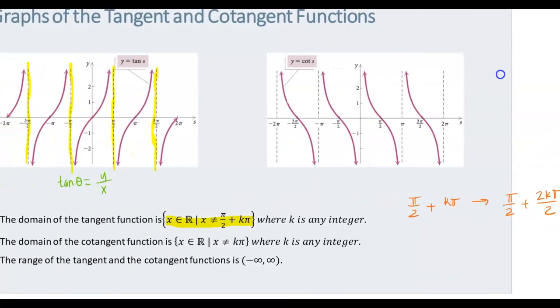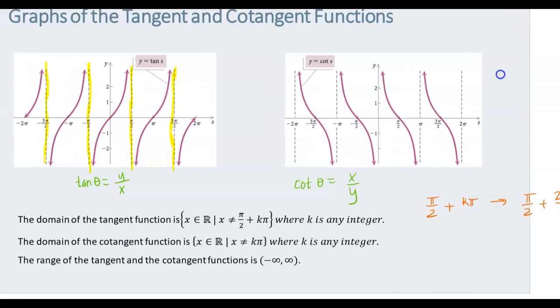For cotangent, cotangent is the reciprocal, so cotangent is x over y. So the asymptotes are going to show up wherever y is equal to 0. And so we get multiples of pi as the asymptotes, or the points of discontinuity. The range for both the tangent and the cotangent functions is negative infinity to infinity. We can see that in the graphs.